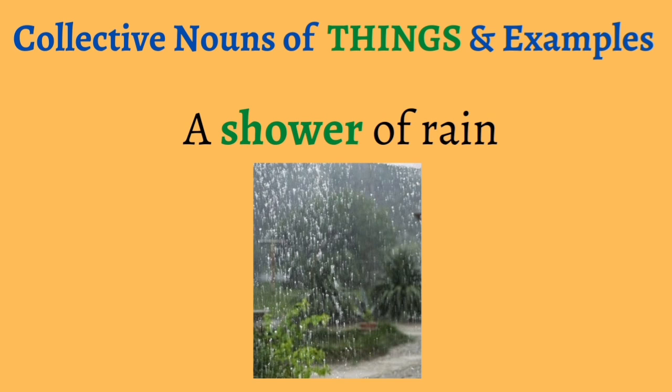Next, we have a shower of rain. We cannot count the raindrops. So instead of saying how many rain it is, we say a shower of rain. So the collective noun is shower.